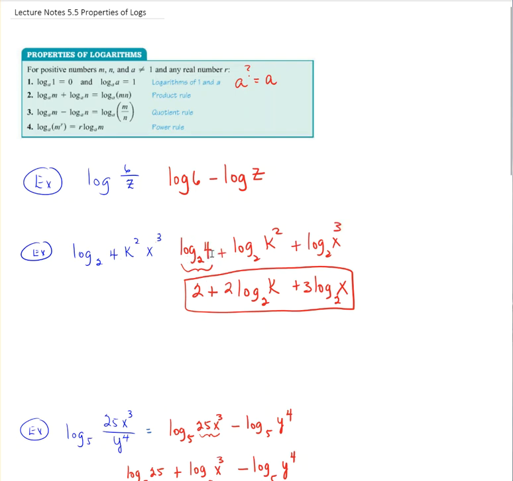And then we have this log base 2 of 4. You want to always look and see if you can simplify that. Can 2 be raised to any power and get 4? Yes. So that is equivalent to 2. So there's your final answer for that one.